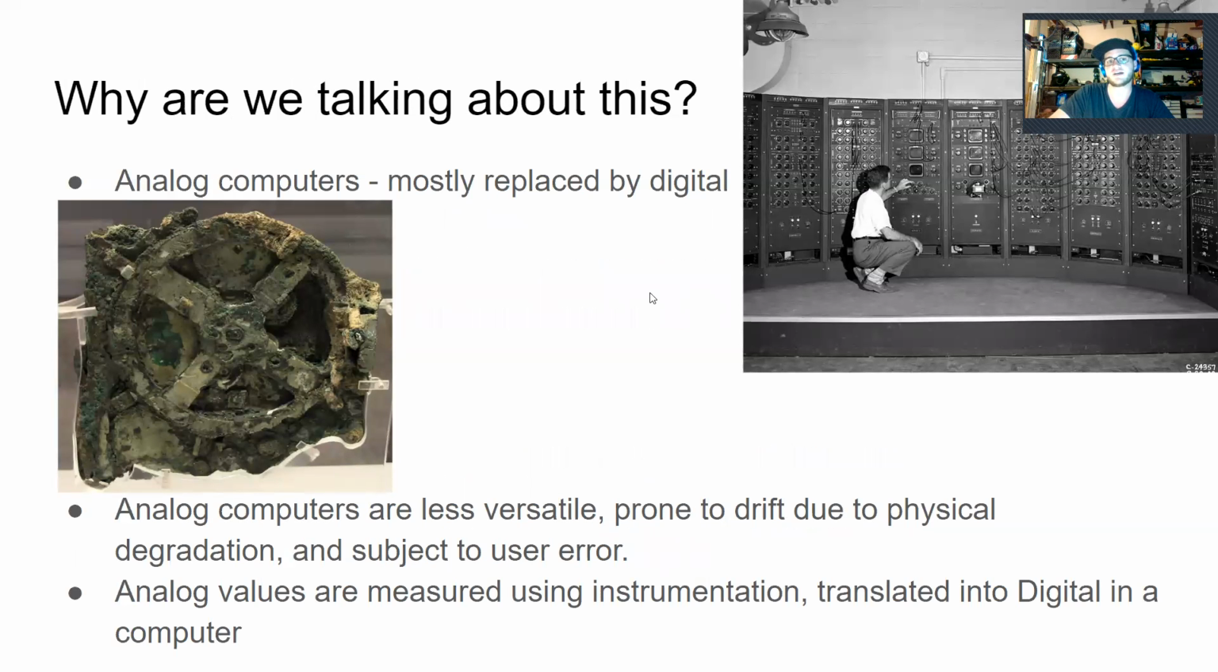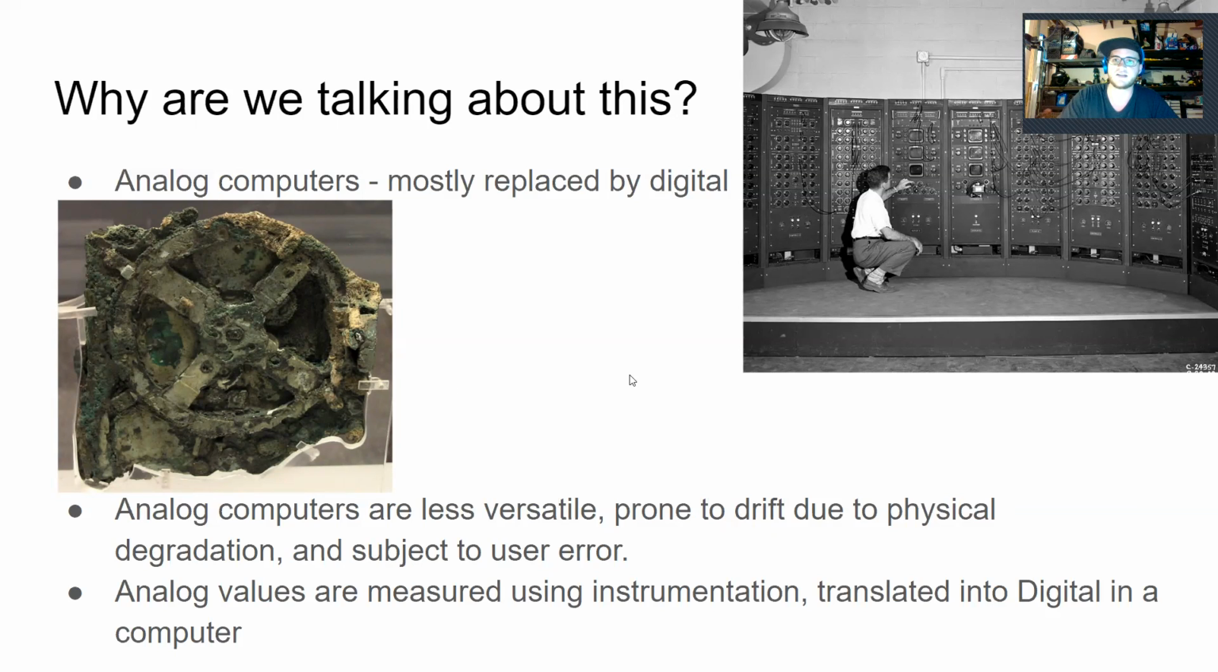So why are we talking about this, right? Why is this important? Well, historically, there have been analog computers, and so if you look at this relic on the left here, this was recovered somewhere in the Mediterranean, if I remember, and it dates back to the Bronze Age. And if I remember correctly, this was used for like computing taxes or something. I don't remember. But it's an analog computer.